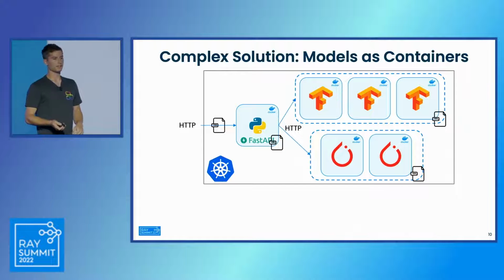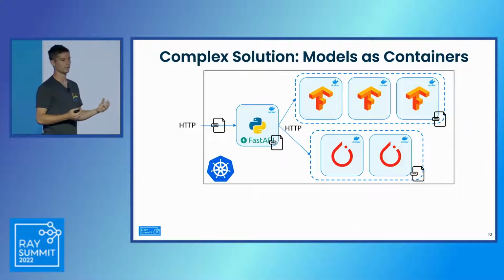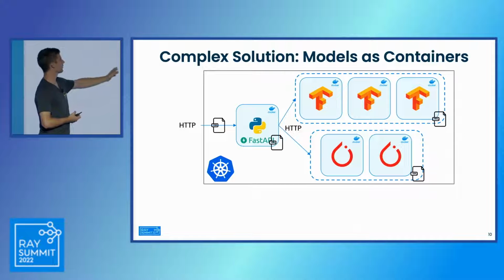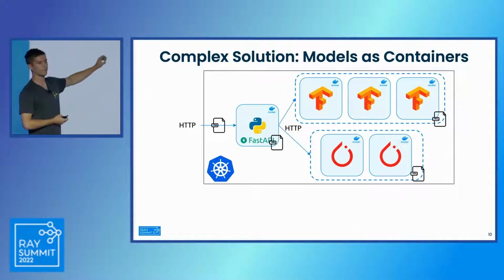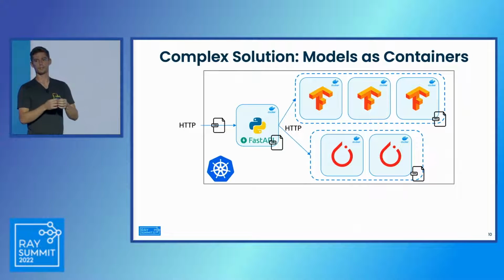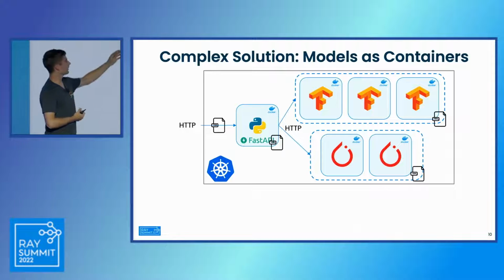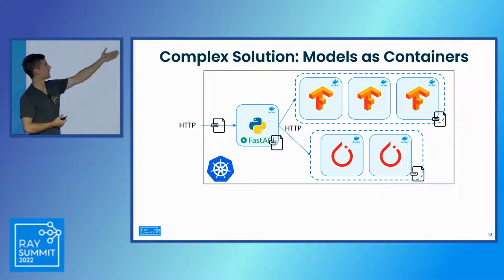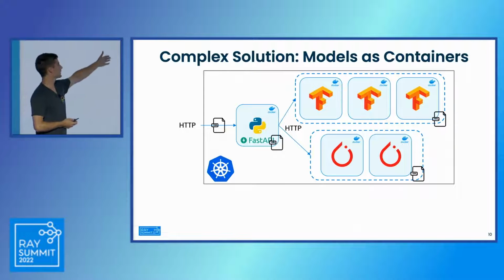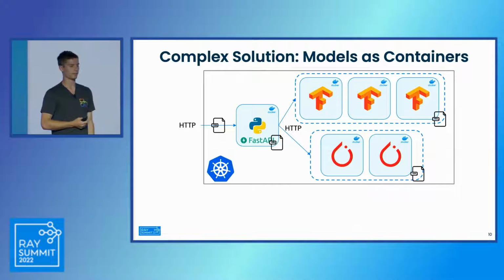So a more complex solution that addresses the problems in the basic monolithic solution is to split up our models and treat them more like microservices, right? So imagine this architecture where we're still running on Kubernetes, but now instead of having just one container that's replicated, maybe we split each part of our application into its own service. So here we have maybe a TensorFlow model that has 3 containers and a PyTorch model that has 2. And once again, we're using something like FastAPI to orchestrate everything and stitch it all together.